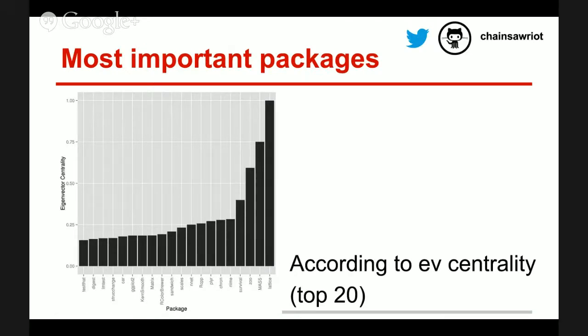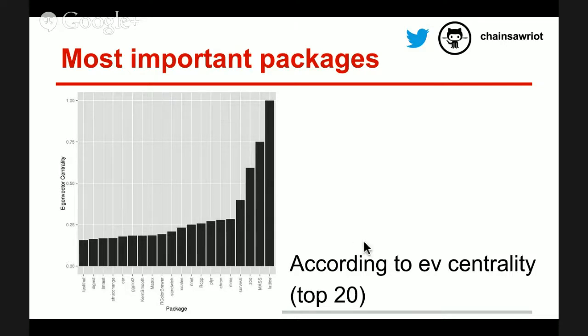So after I scrape all this data, I get a graph of 5,000-something nodes. And then I calculate the eigenvector centrality of all these nodes, or all these packages. And after the calculation, I find that there is a package called lattice, which is for plotting, if you don't know. And also MASS is very important according to the eigenvector centrality. And then there is another package called survival. These are the top 20.